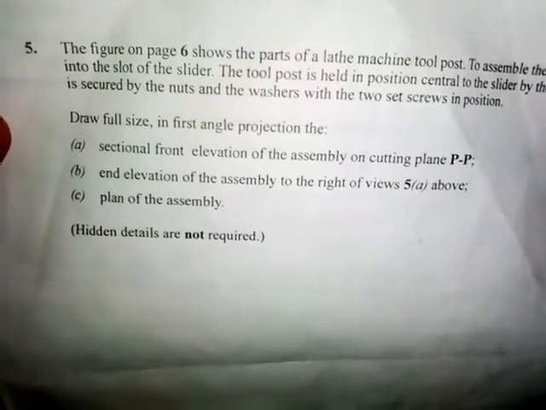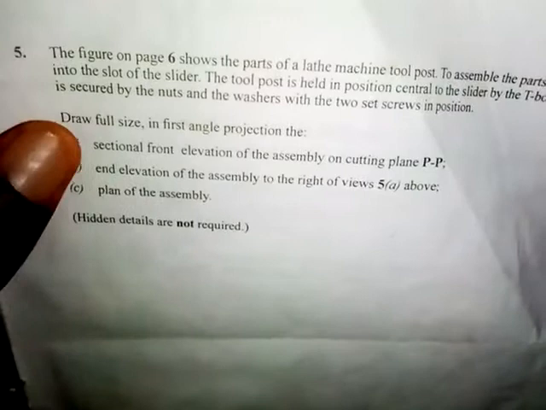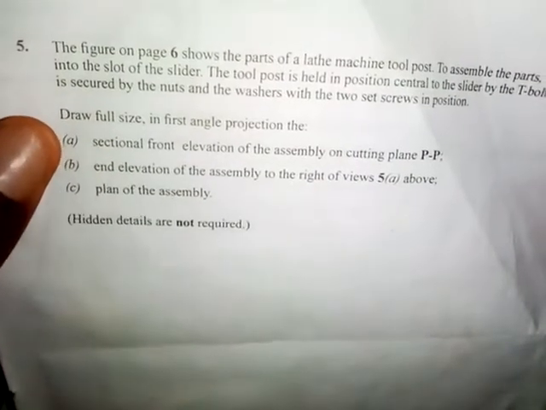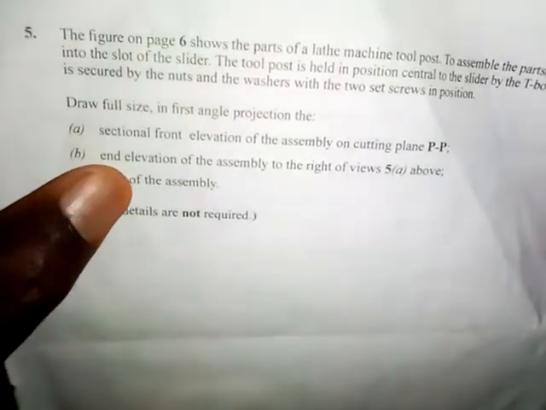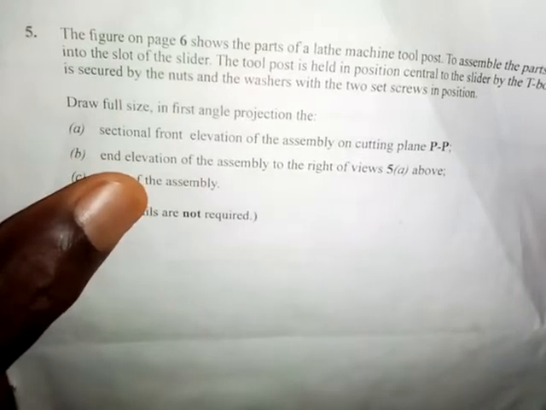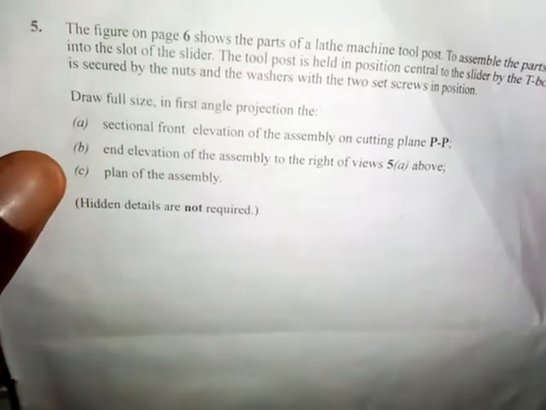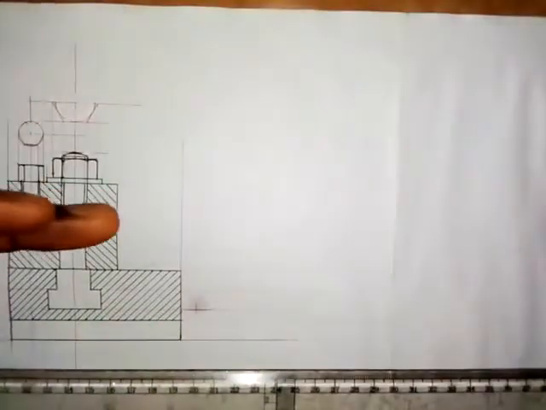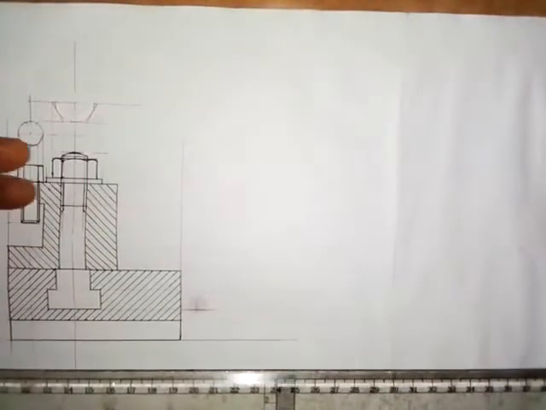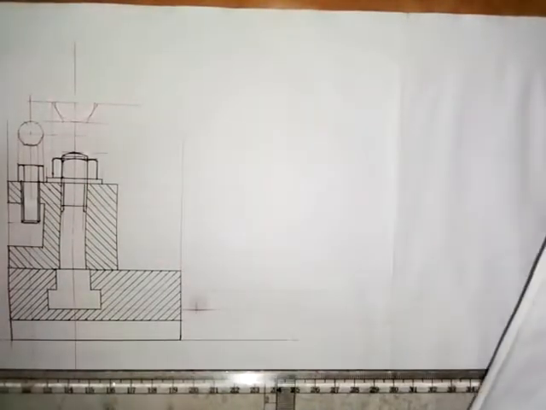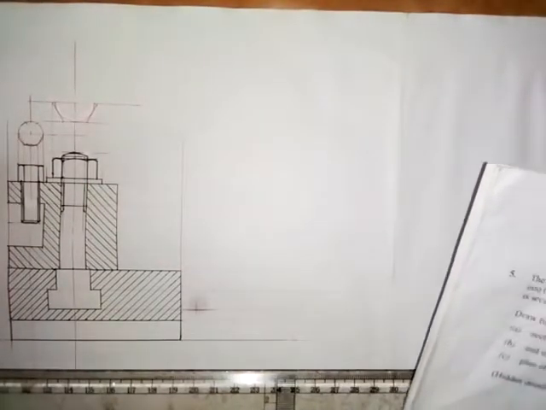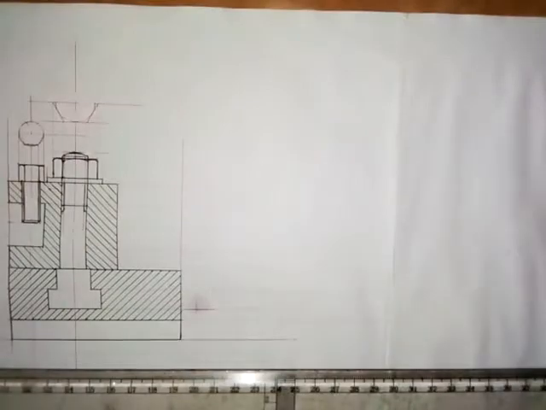5A above. So we have to draw, full size in first angle projection, the end elevation of the assembly to the right of the views A above. So this is the view. So we want to produce the end elevation to the right side, that is to this side. Okay, now let's look at what we are going to put together to obtain that.